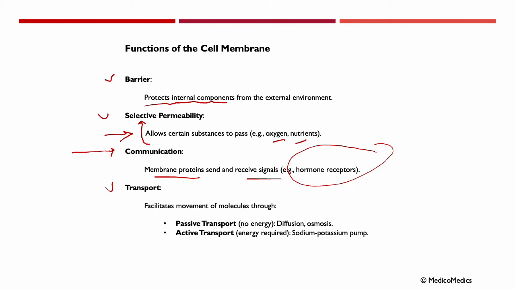There is transport going on, which facilitates movements of molecules through two main ways of transport. One is passive transport, whereby no energy is required. The processes here worth mentioning are diffusion, osmosis, or facilitated diffusion, etc. These do not require energy to diffuse through the cell membrane. Then we have active transport. Here, energy is required. An example of this is the sodium-potassium pump.